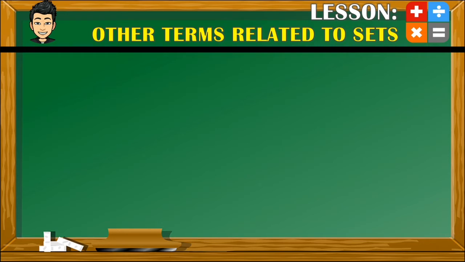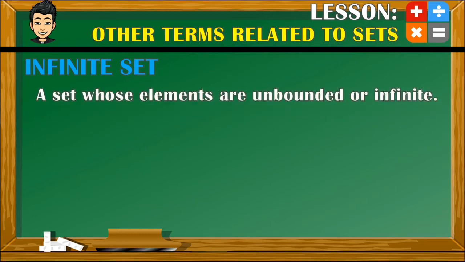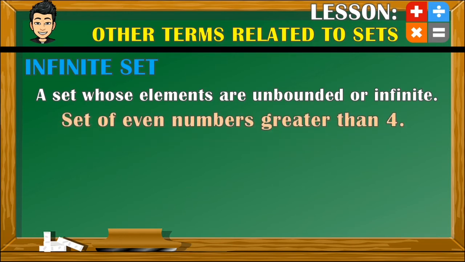If we have finite set, we also have its counterpart, the infinite set. Infinite set is a set whose elements are unbounded or infinite, meaning the number of elements are unlimited. Take a look at this example. Set of even numbers greater than 4. Let us name our set as set Y.